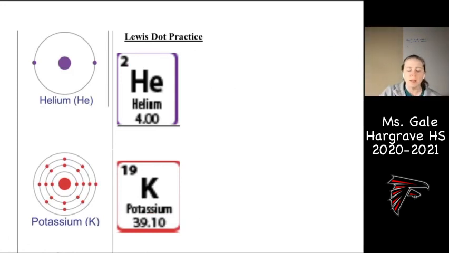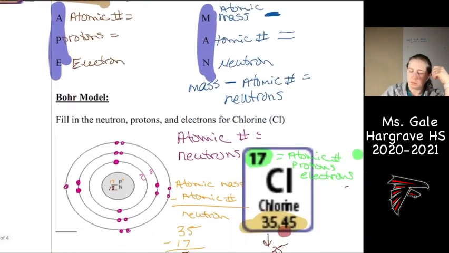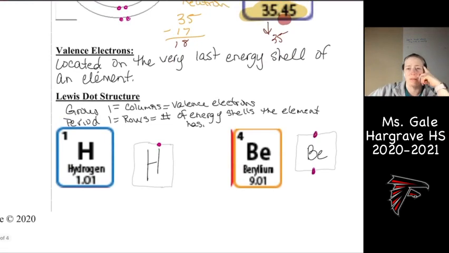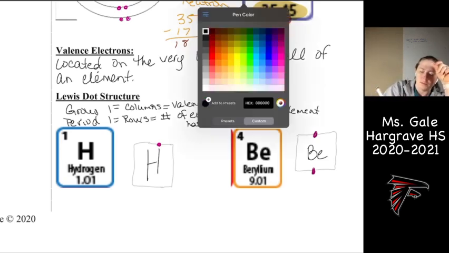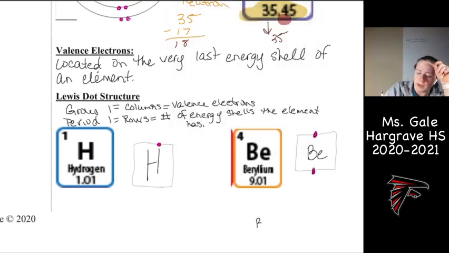So helium's a little different. Helium is our oddball out. Going along the scale from beryllium, how do helium and beryllium have the same valence electrons? How does that happen? Let's look at this for a second. Beryllium, if we drew the Bohr model, I'm just going to put Be in the middle.